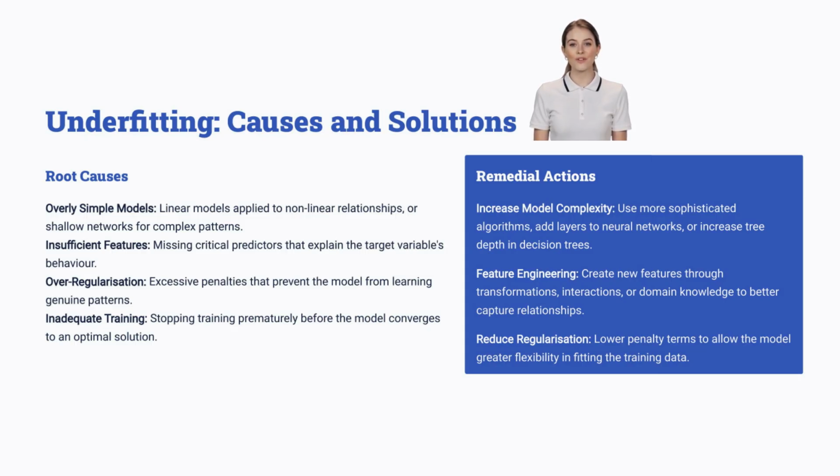Causes include overly simple models, insufficient features, over-regularization, and inadequate training. Solutions involve increasing model complexity, enhancing feature engineering, and reducing regularization. These adjustments help models better capture underlying data patterns, improving performance and generalization.